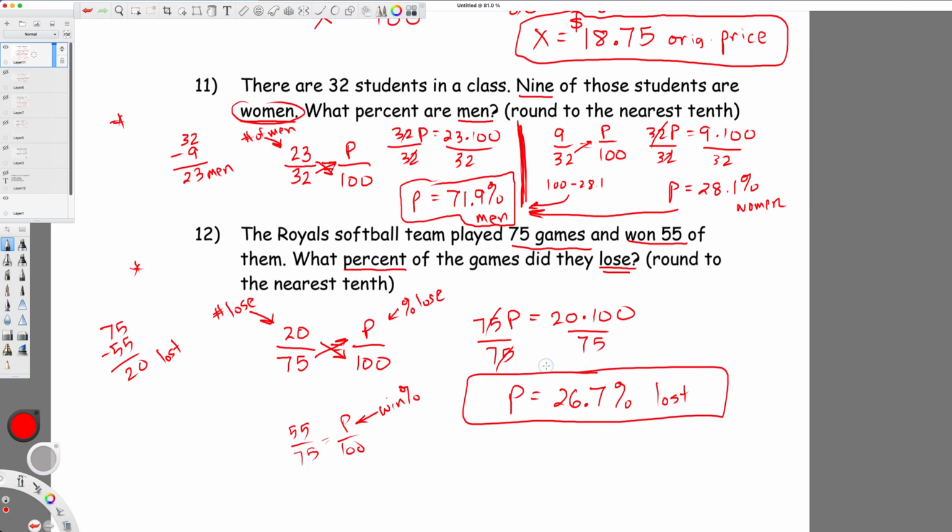So there are those 12 problems worked out using the percent proportion. Each one I showed my proportion, I showed my cross products, I showed my dividing, and then I got an answer and I made sure I labeled it.